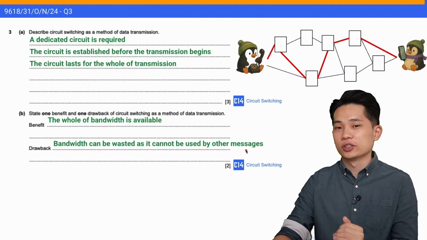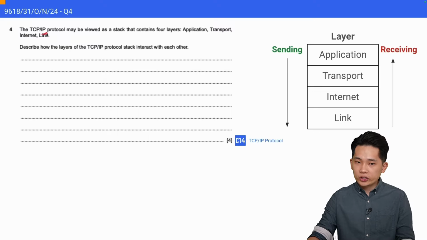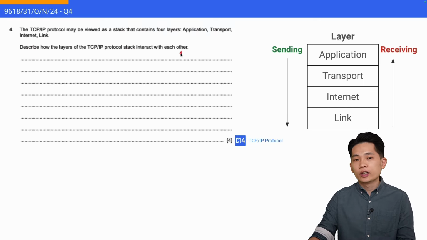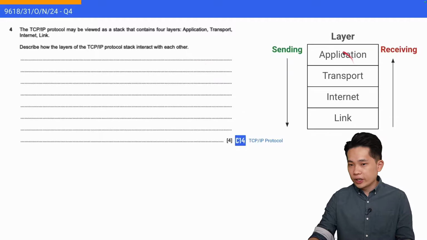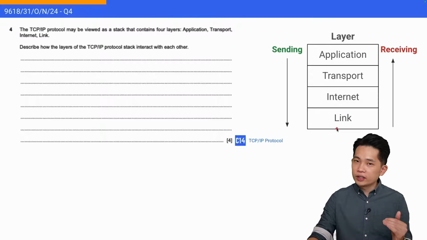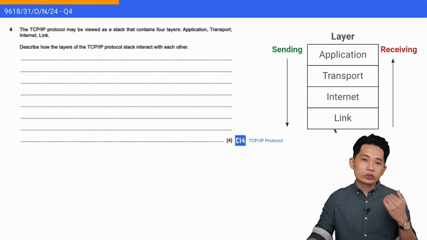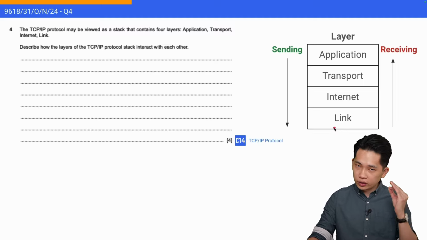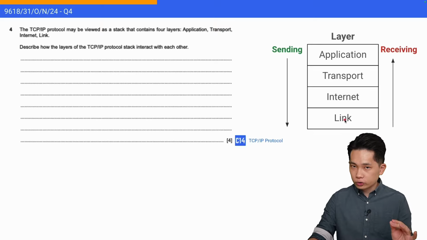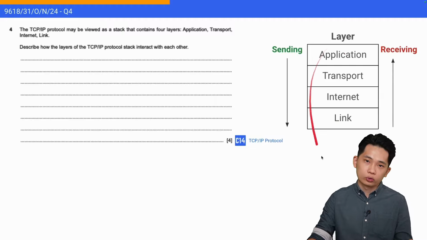The TCP/IP protocol may be viewed as a stack that contains 4 layers: application, transport, internet, link. Describe how the layers of the TCP/IP protocol stack interact with each other. If you look at the picture on the right here, we have application at the top here and link at the bottom here. In general, application layer is a layer whereby us, users, will use applications to interact with the subsequent layers. And the bottom link layer here will be the hardware layer. For this question, we just have to write some description of this protocol stack here.